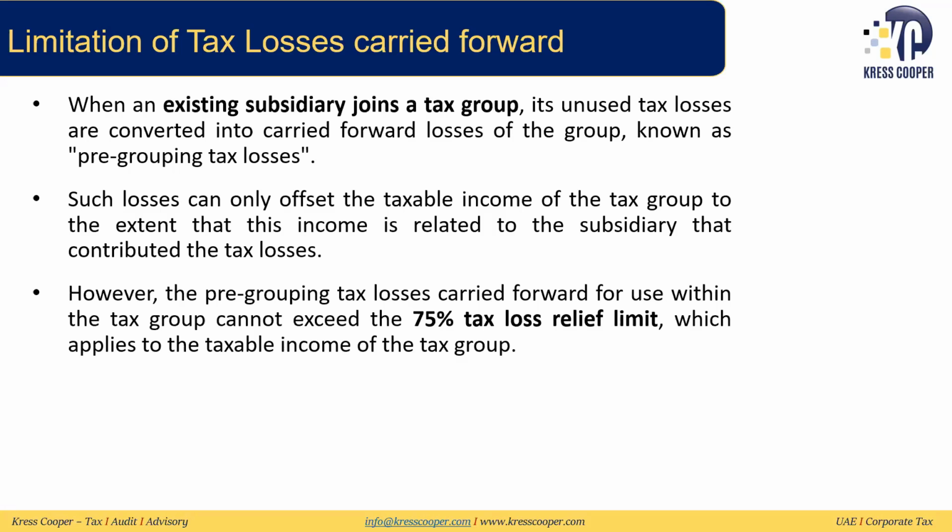And the 75% tax loss relief limit will also apply to the taxable income of the tax group as a whole. So that's another condition as well. If there are any losses which the subsidiary has brought into the tax group, and they have existing tax losses, they will be called pre-grouping tax losses, and they will only be offset against the income of that subsidiary.